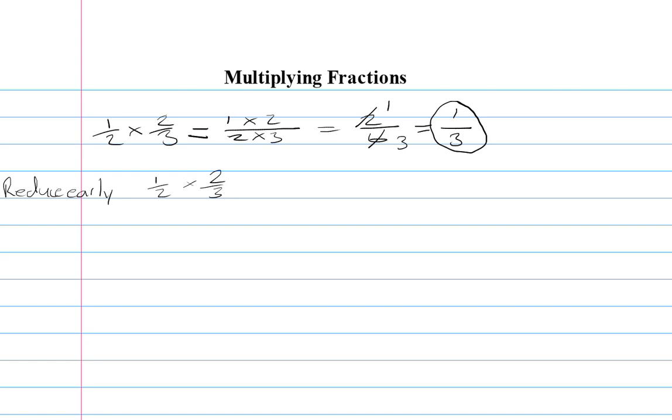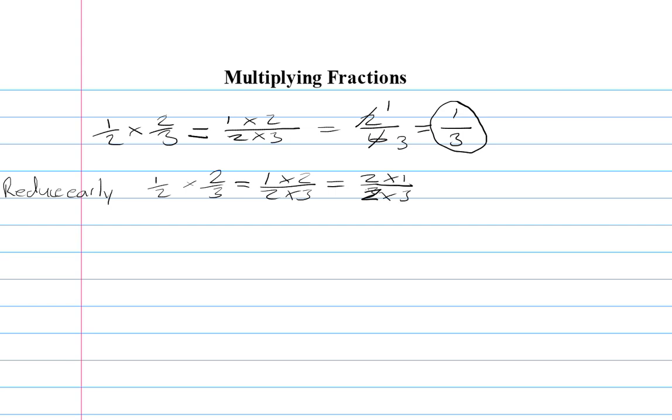We reduced late. So let's reduce early in this one, right? So I get 1 times 2 over 2 times 3. But this could also be written as 2 over 2, right, times 1 over 3.